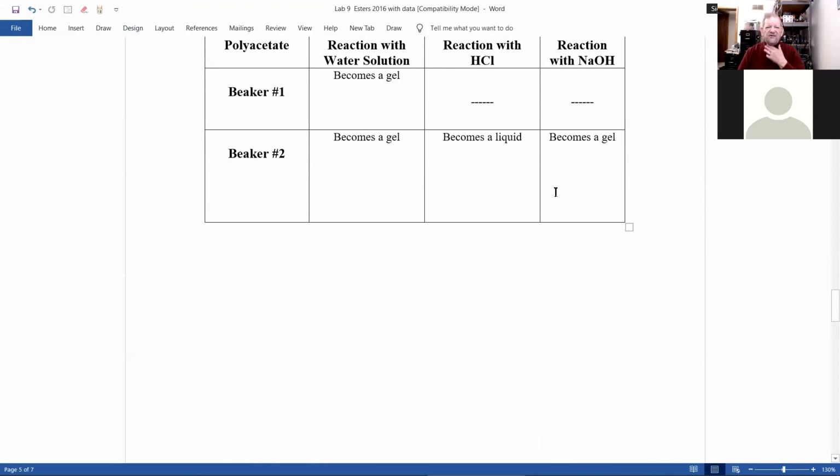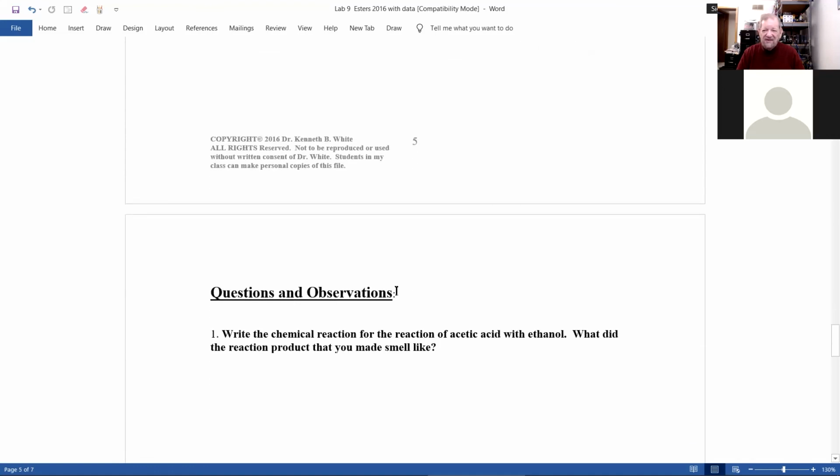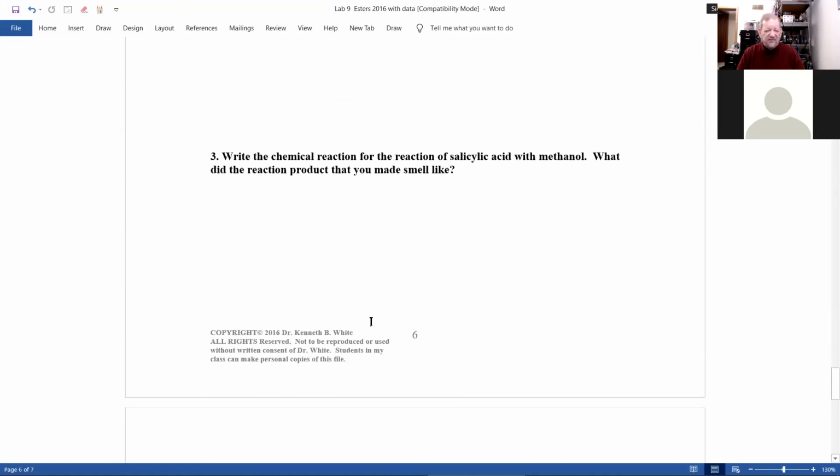And I think certain floating candles, they sell this, put it in water, and then it becomes a gel. And then you can float candles on it. It's really nice. I've done it. Now, here are the questions you'll do.